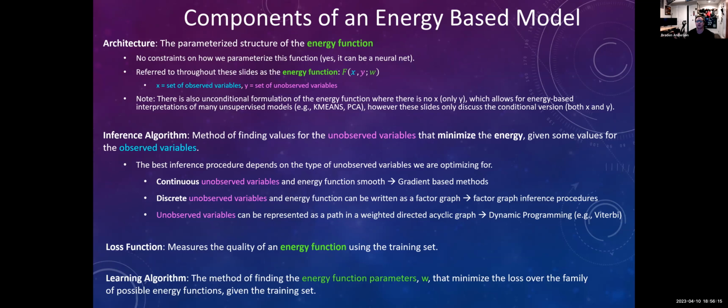Components of an energy-based model. There are four things we're going to have to cover. The first is the architecture, which is the parameterized structure of the energy function. This is really just our model, and we're not going to put any constraints on how we parameterize this function. So right off the bat, you can be thinking of energy functions as being a complicated neural network. We're going to represent F as our energy function. So F is our neural network, and it's parameterized by W. So W would be the weights of the network. X is going to be a set of observed variables we're going to provide as inputs to the network. And Y will be a set of unobserved variables that we're going to have to solve for during inference.